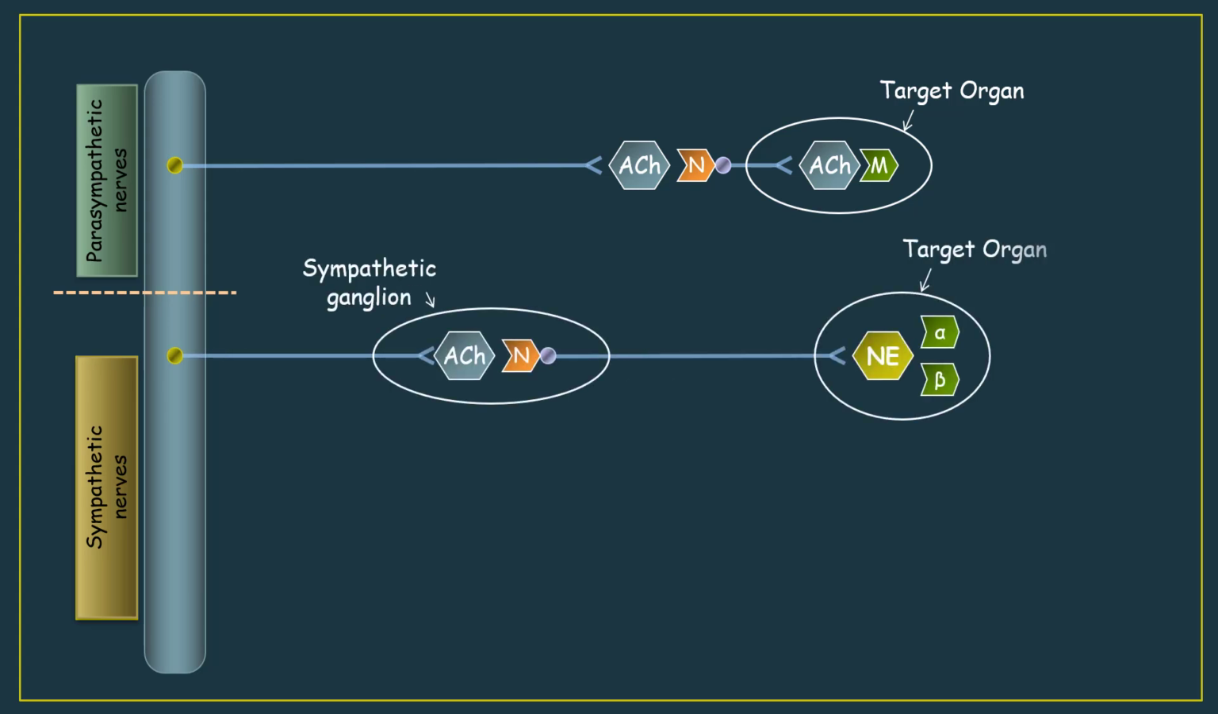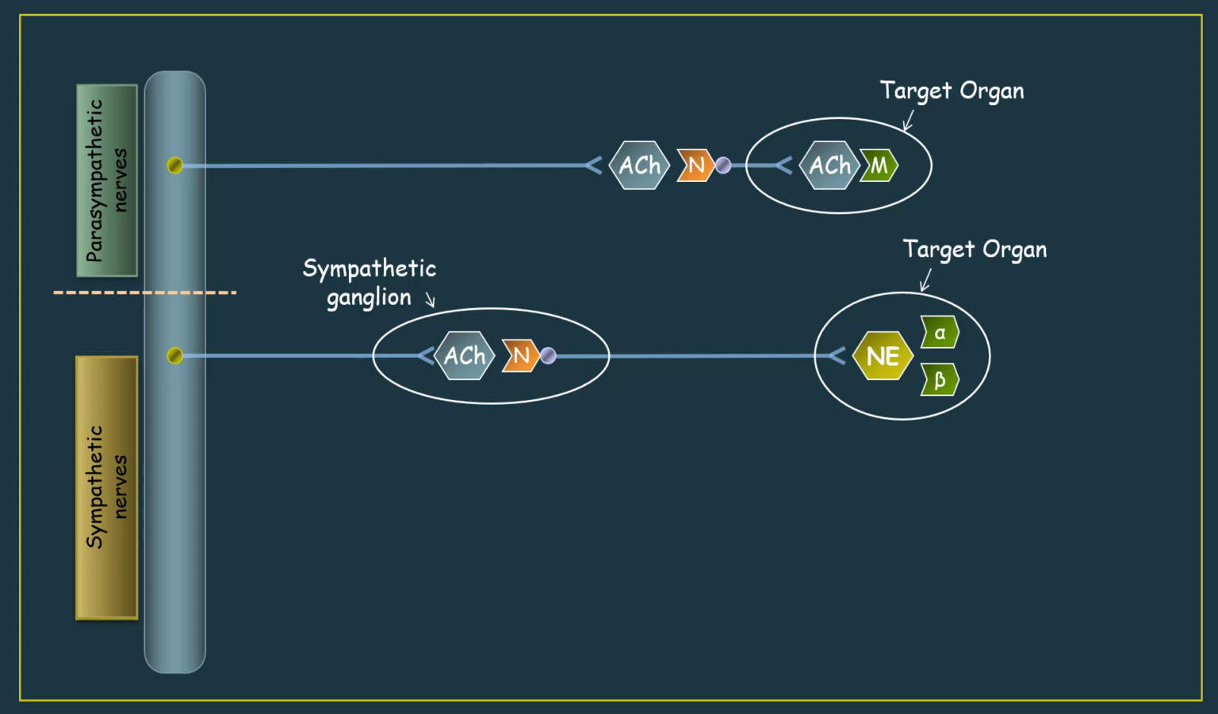Sympathetic nerves, short preganglionic fibers, release acetylcholine, which binds to nicotinic receptors on the postganglionic fibers. Now, these postganglionic fibers are long. They reach the target organ. Now, they don't release acetylcholine there. They release norepinephrine, which binds to alpha and beta receptors on the target organ cells.